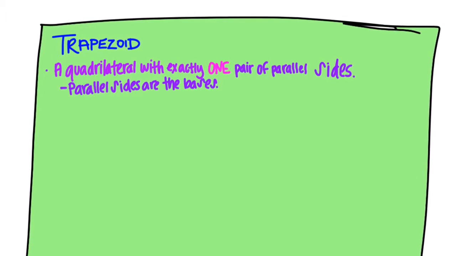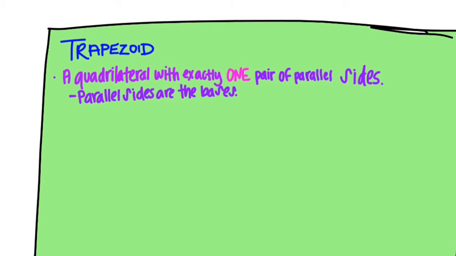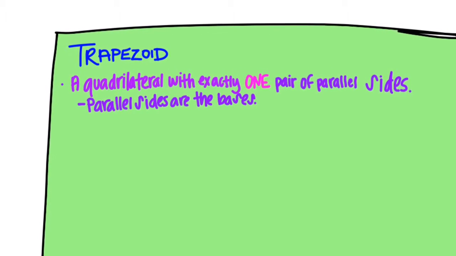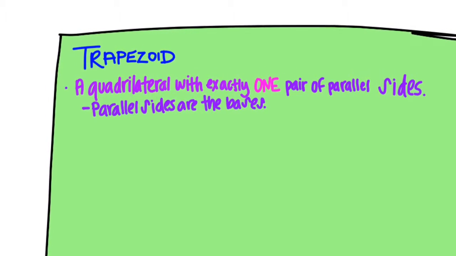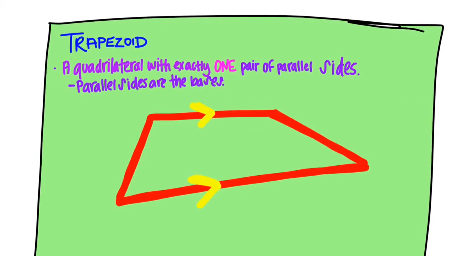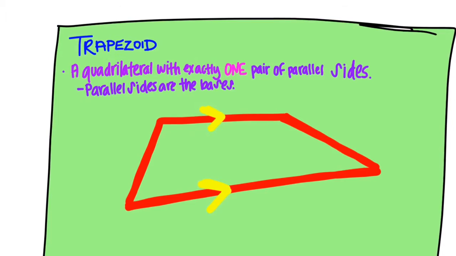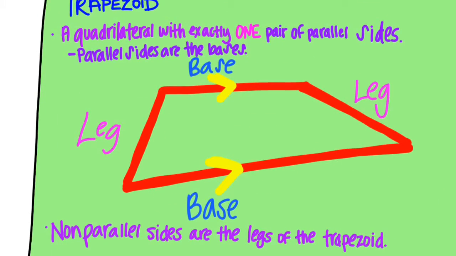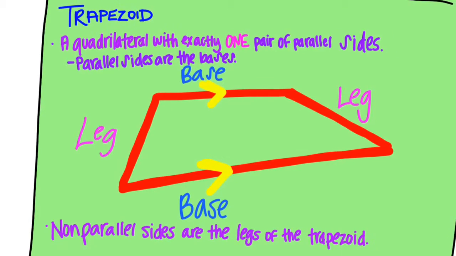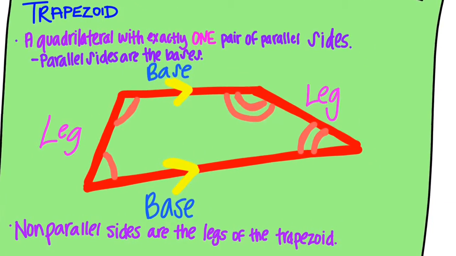A trapezoid is a quadrilateral, which means it only has 4 sides. It also has exactly one pair of parallel sides. This makes it different from the other quadrilaterals, like the parallelogram and the rectangle, which have 2 pairs of parallel sides. Also, the parallel sides of the trapezoid are the bases of the trapezoid. The 2 non-parallel sides that are left are the legs of the trapezoid. Also, the trapezoid has 2 pairs of base angles.